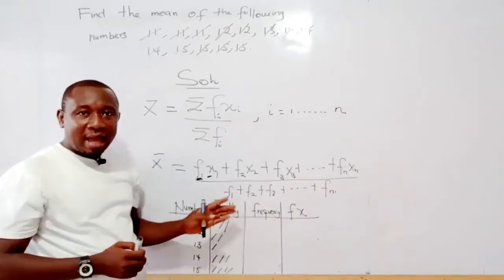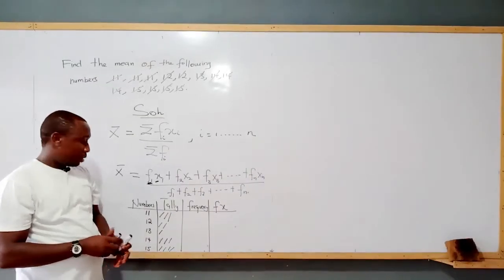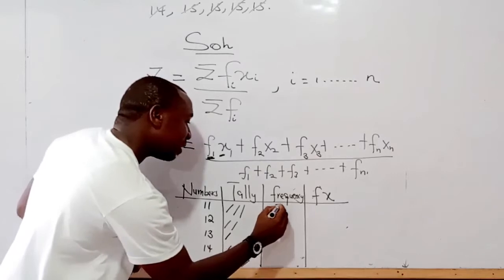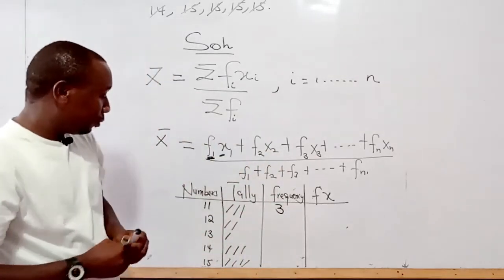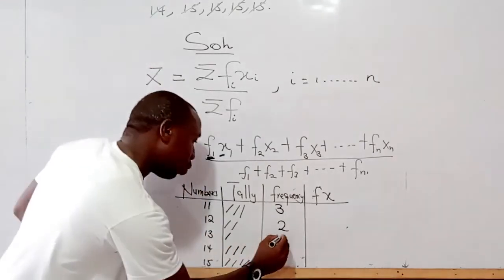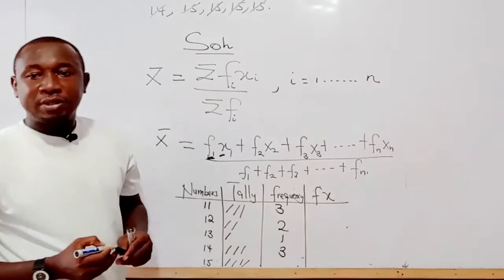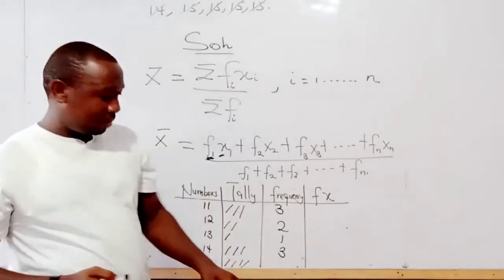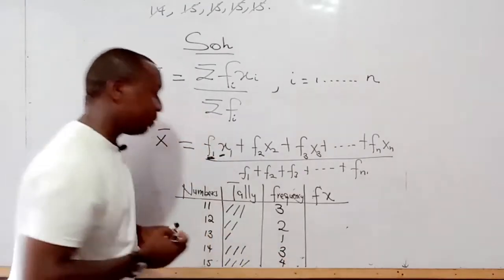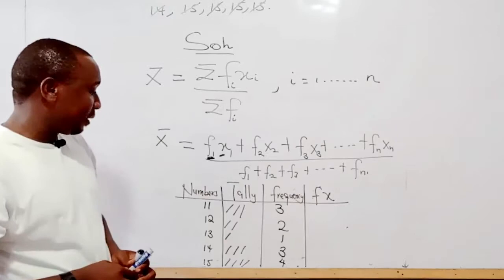Clearly, based on the tallies here, we generate our frequencies. We tallied 3 times here, so it means the frequency of 11 is 3. 12, 2. 13, 1. 14, 3 times, and then 15 also, we tallied 4 times. Now let's come to our fx.